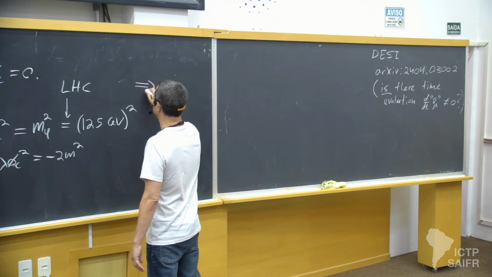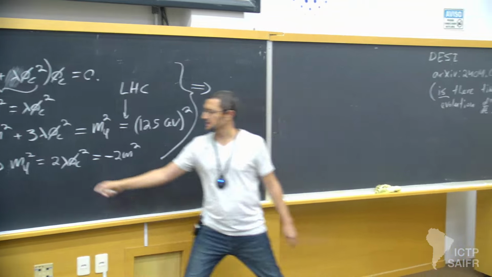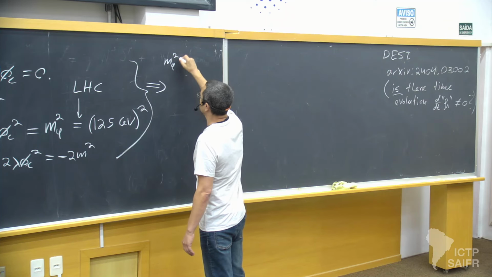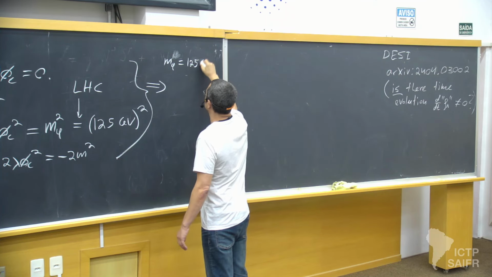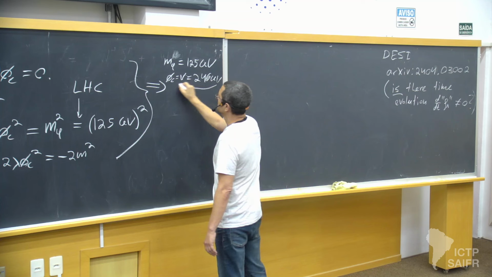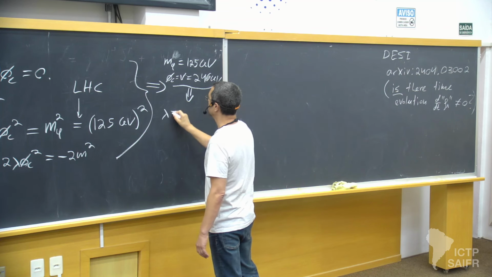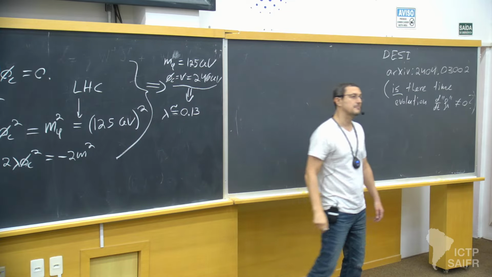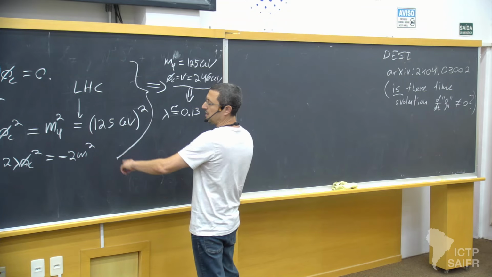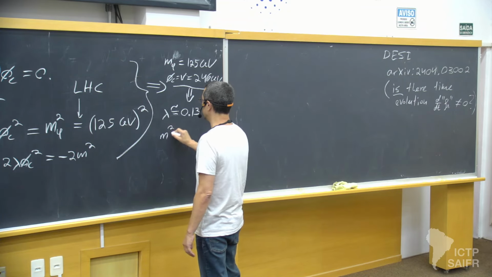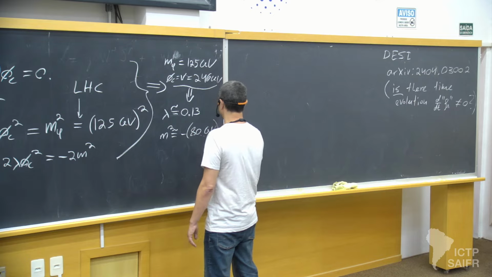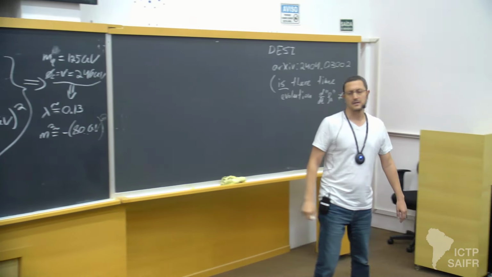If I put these things together, then the parameters lambda and m squared were really measured, because we know m phi is 125 GeV. We know phi c, or v, is 246 GeV. These two constraints tell us that lambda, check me, is around 0.13, a dimensionless number, smaller than 1. We're lucky. Theory is perturbative. And well, you can do the math for the rest of these things. If I am not wrong, then m squared is something like minus 80 something GeV squared. So these are the parameters of the theory.